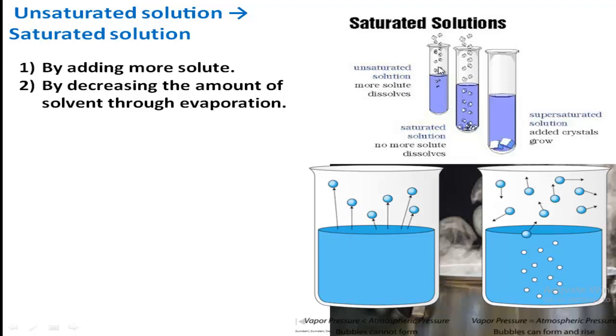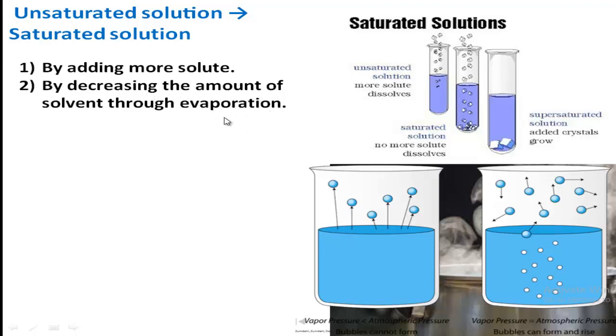Follow this picture. At first it was an unsaturated solution. When we add more solute, gradually it will become a saturated solution. So by adding more solute we can easily make an unsaturated solution into a saturated solution. Now the second way: by decreasing the amount of solvent through evaporation.